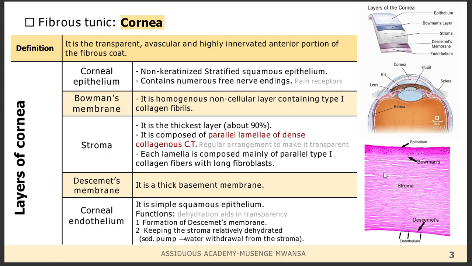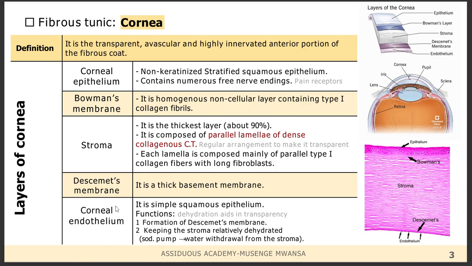And then you have got the stroma, which is a supporting tissue, and it is the thickest layer, 90%. It has got parallel lamina of dense collagenous connective tissue, which have been regularly arranged to make it transparent. And each lamina, each one of these lines for these connective tissues, is composed of mainly type 1 collagen fibers with long fibroblasts. And then you are going to have the Descemet's membrane, which is a thick basement membrane where these cells on top are going to be able to rest. You call that a Descemet's membrane.